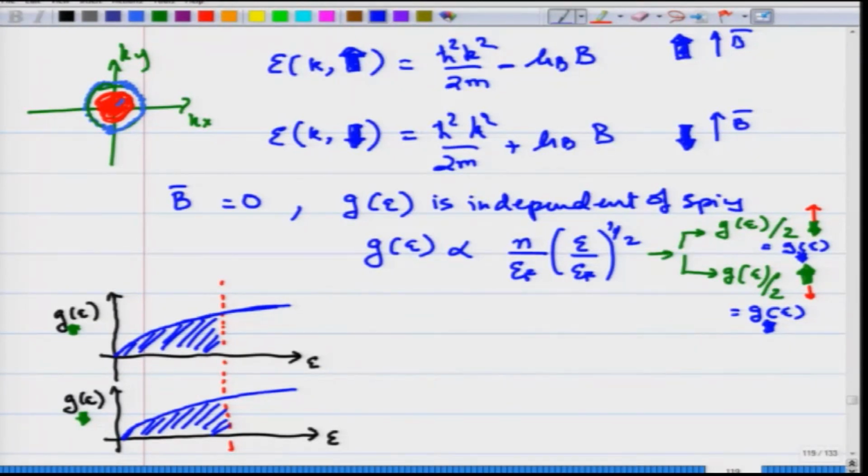Now, how does this situation change when I switch on a magnetic field? This is all for B equal to 0. This is when the magnetic field is 0. Let us look at this in the next lecture. When B is not equal to 0, how does this situation change?